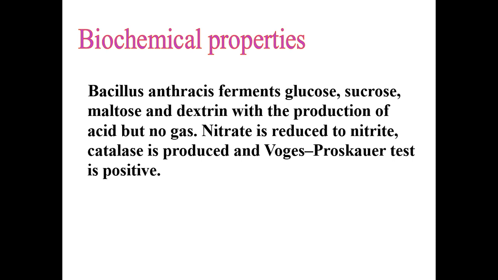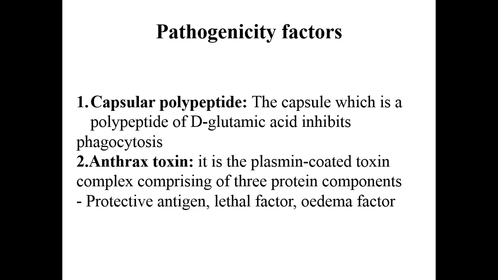Bacillus anthracis ferments glucose, sucrose, maltose, and dextrin with the production of acid but no gas. Nitrate is reduced to nitrite, catalase is produced, and the Voges-Proskauer test is positive.